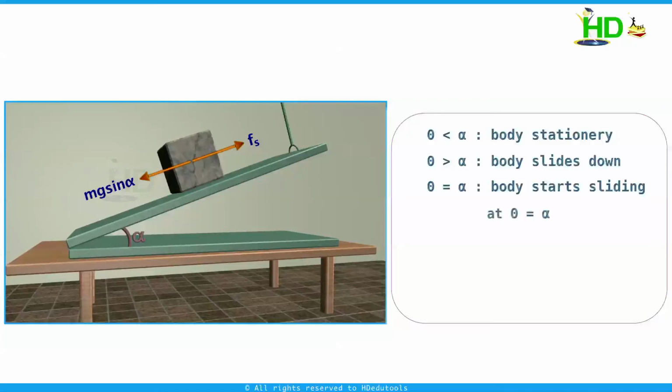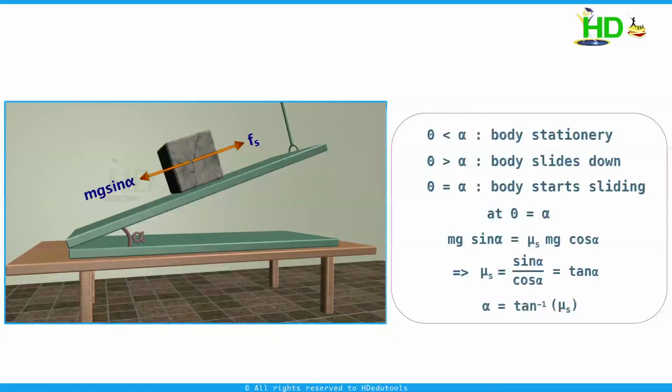In this case, we can write mg sin alpha equal to mu s mg cos alpha. Mg sin alpha is the pulling force and this is equal to mu s mg cos alpha, which is the limiting frictional force. From this we can write the coefficient of static friction, mu s, equal to sin alpha by cos alpha, and this is equal to tan alpha. And the value of alpha is tan inverse mu s.